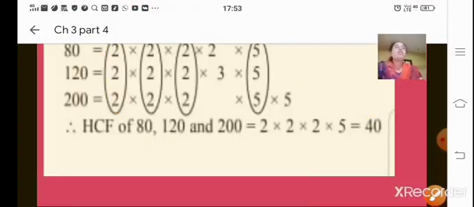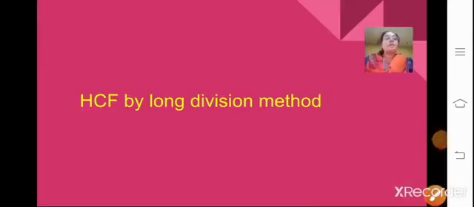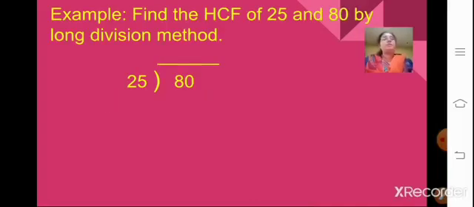So this is how you will find the HCF using the prime factorization method. If I say prime factorization, you will first find the prime factors of all the three numbers and then take out the common factors and then multiply. Now let us come to the second method of finding the HCF, by long division method. Prime factorization, as you have already learned how to find the prime factors, was easy for you. Now let us learn about the long division method.